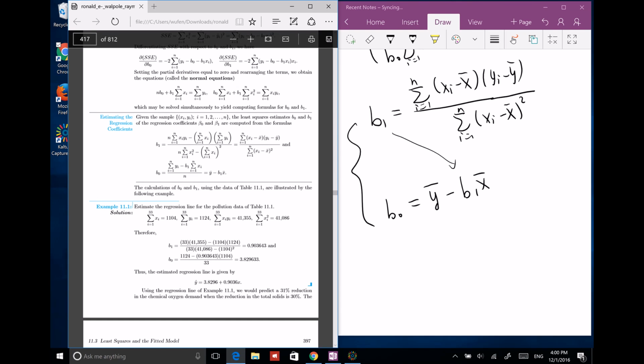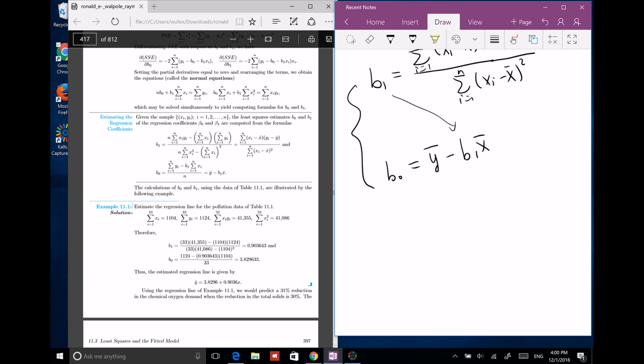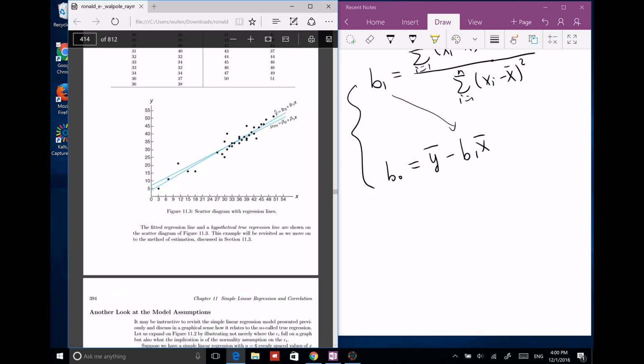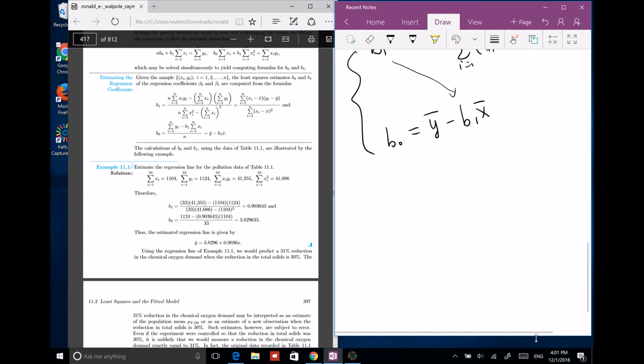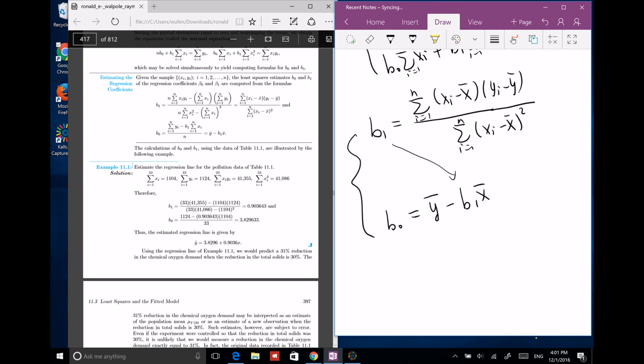So to calculate that, let me see what this is. The next example gave you all the xi, all the data here. All the x values are given, all the y values are given. So basically, you just need to plug in all the numbers. You find xi, yi, xi times yi, xi square, plug into the formula, and you find b1 and b0. Okay.